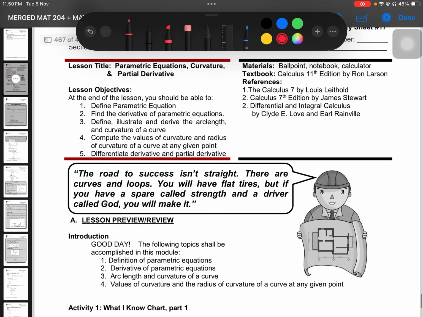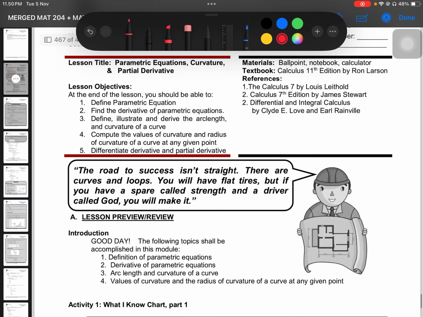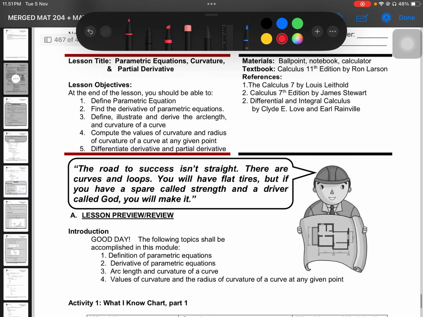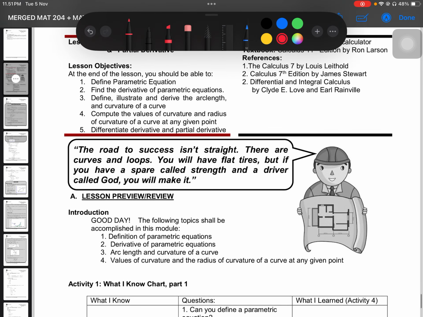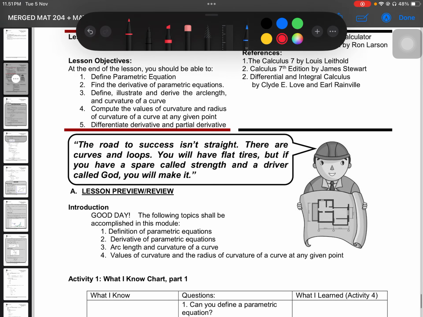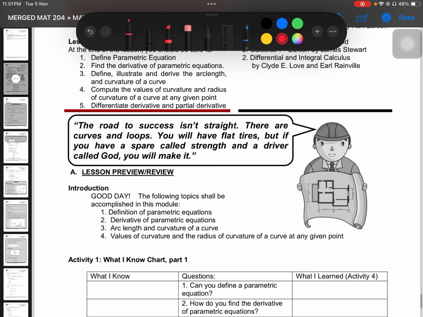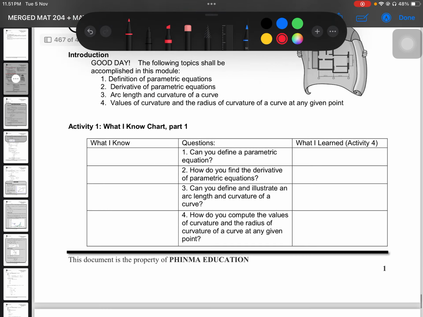First is to define parametric equation. Next is to find derivative of parametric equations. Next is to define, illustrate, and derive the arc length and curvature of a curve. Then, compute the values of curvature and radius of curvature of a curve at any given point. And lastly is to differentiate derivative and partial derivative.